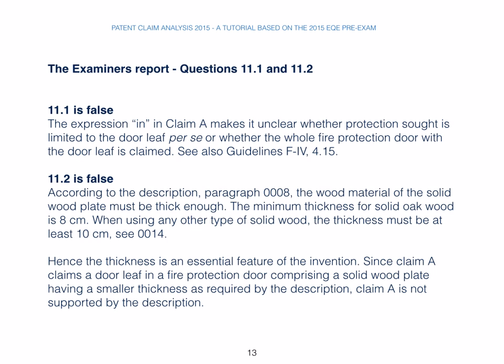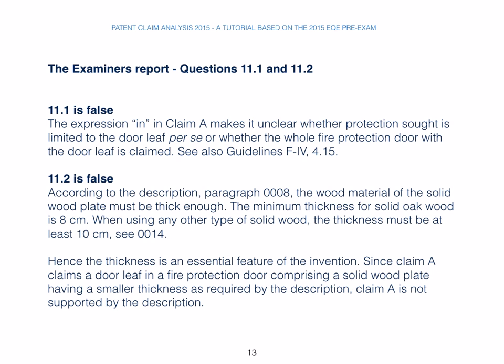Statement 11.2 was also false, and the examiners explain. According to the description, paragraph 8, the wood material of the solid wood plate must be thick enough. The minimum thickness for solid oak wood is 8 centimeters. When using any other type of solid wood, the thickness must be at least 10 centimeters. See paragraph 14.